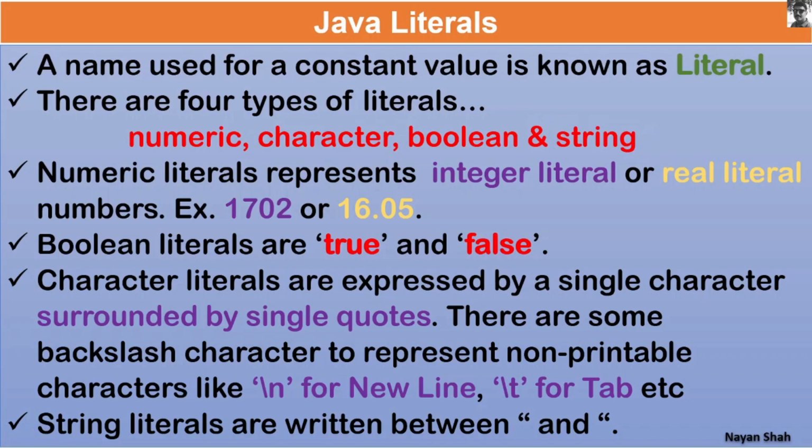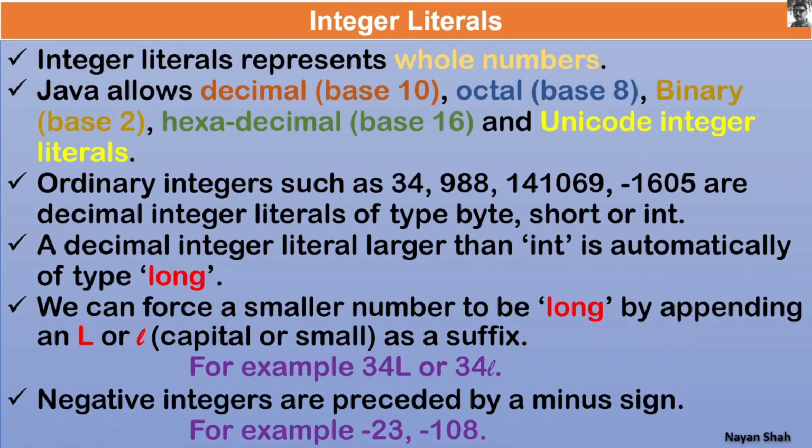So they can be represented using a format called \ followed by a character. So \n is for new line, \t is for pressing tab, and so on. String literals are written between double inverted commas. So these were the basics about all the four literals: numeric literal, character literal, Boolean literal, and string literal. Now we will see all these literals in detail.